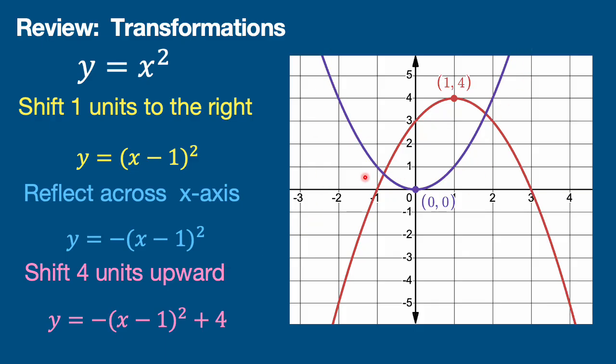Purple is the parent function right here, guys. That's y equals x squared. What is the vertex? The vertex is (0, 0). For the final function, after all the transformations, the vertex is (1, 4). We're coming from (0, 0), moving 1 unit to the right and 4 units up. So the vertex changed from (0, 0) to (1, 4). Now we're going to analyze vertex form with this transformation idea.